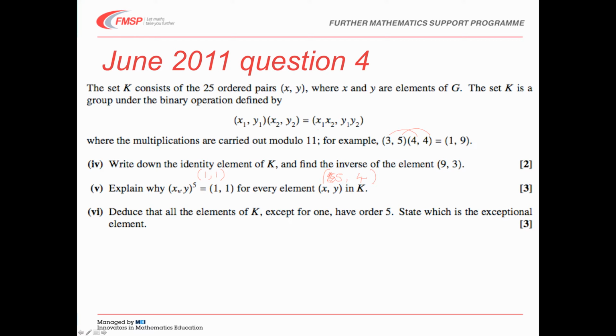Explain why y to the power 5 is 1, 1 for each element. If you think about the multiplication, xy times xy is going to give you xx, which is x squared, y squared. So you can see quite simply that that's going to equal x to the power 5, y to the power 5. But we know that G has order 5, so x to the power 5 is 1, and y to the power 5 is equal to 1. So that's got to be equal to 1, 1.